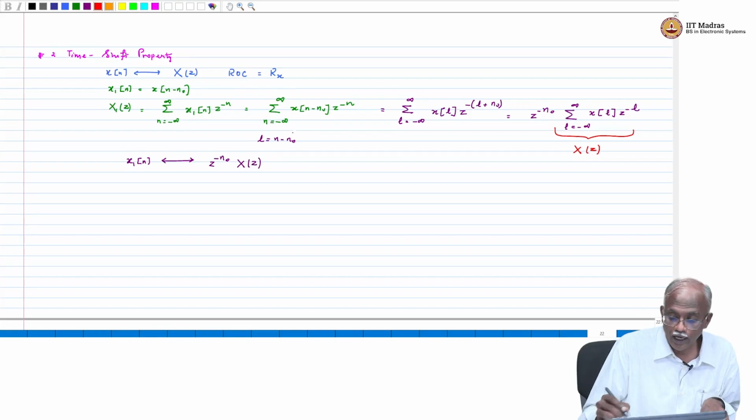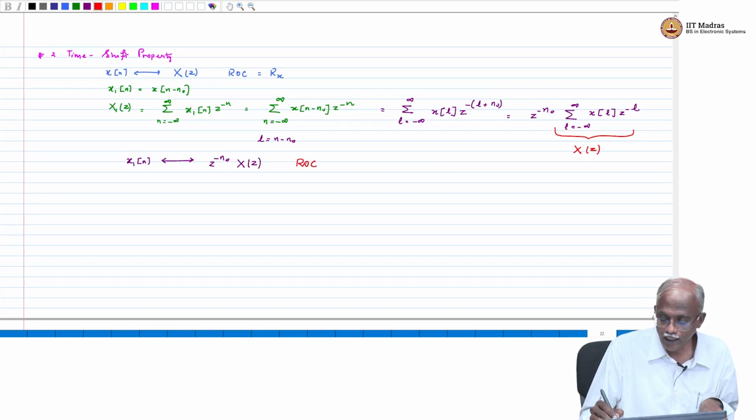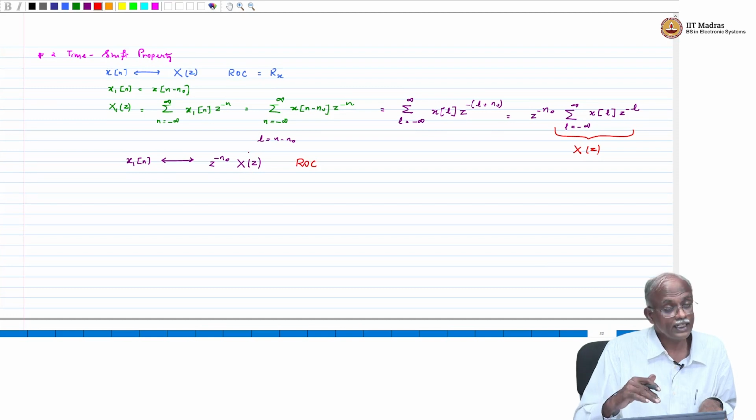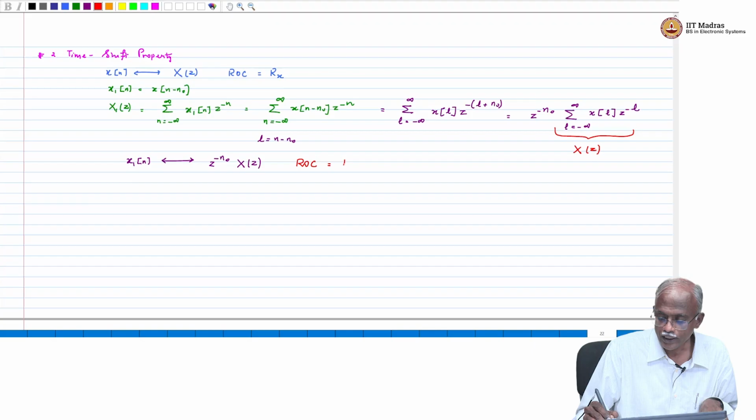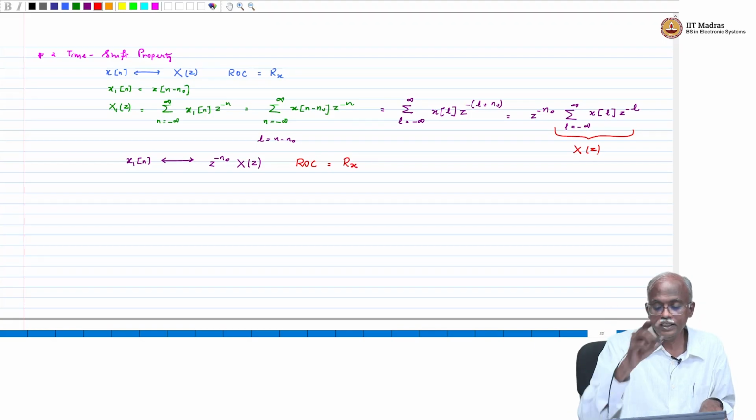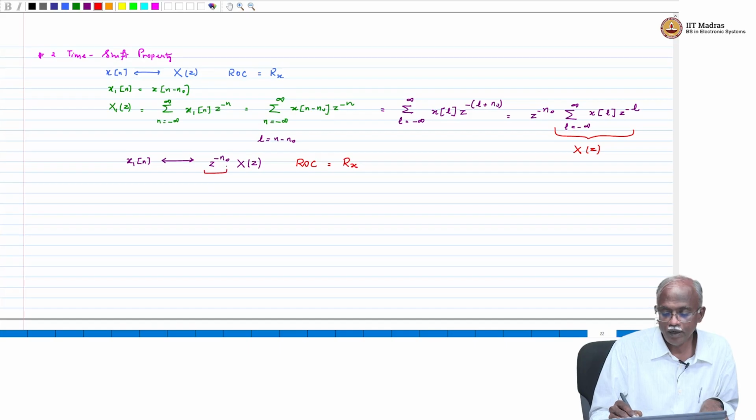So what about the ROC? The ROC of X(z) is still the same, right? So therefore the poles are the same. So therefore this is going to be R_x, except that you now have a term z to the power minus n naught sitting in front.